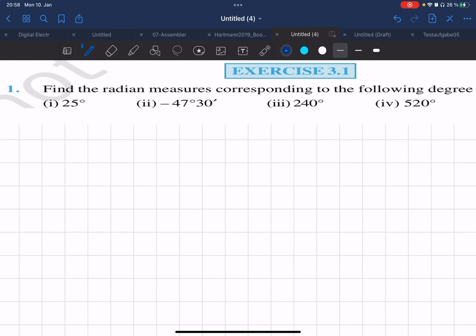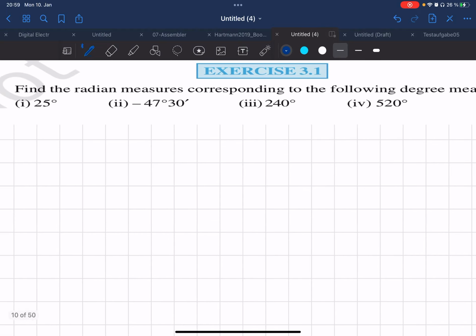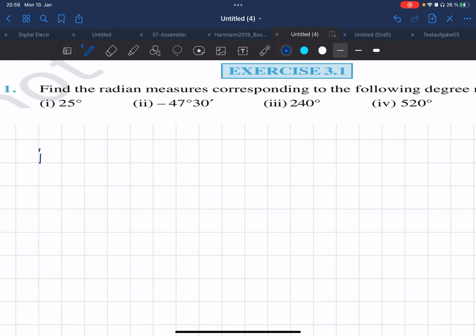I'll just set up a timer so that I have the time in my head and it's easier for me. Okay, good. So the first question is: find the radian measures corresponding to the following degree measures. As I told you before, 360 degree is equal to 2 pi radian. So 1 degree will be 2 pi upon 360 radian, or pi upon 180 radian. All right, that's very good.